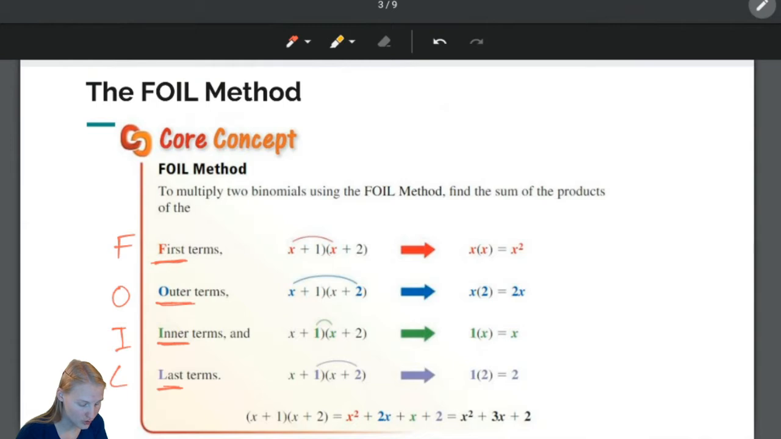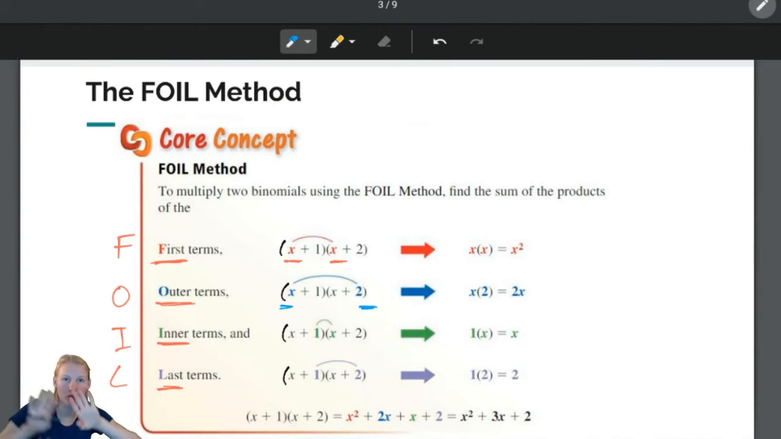And first, oh goodness, they forgot their parentheses over here. That's confusing for me anyhow. Okay, there we go. Now it'll stop being confusing. When they say first, they mean the first out of each set of parentheses. So here the x is first, and here the x is first. When they say outer, they mean the ones on the outer ends of all the parentheses. So this x and this 2.